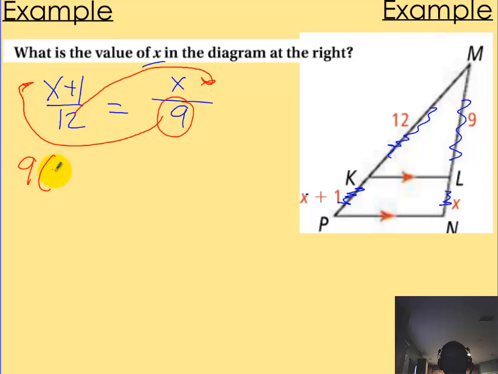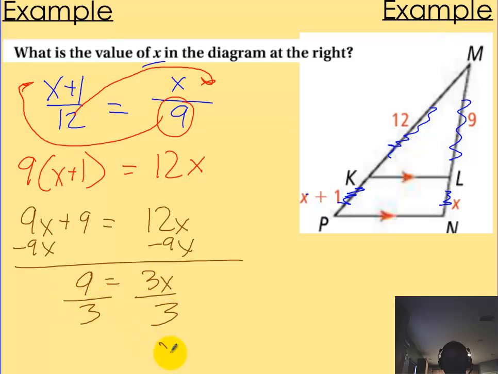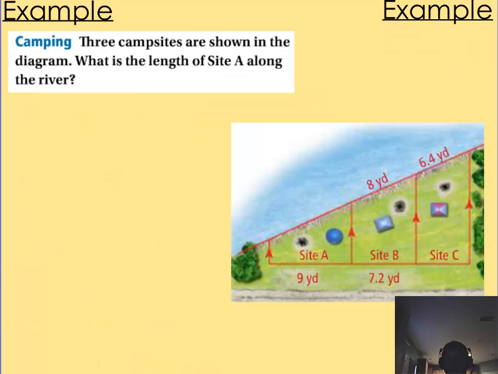So what that turns into is 9 times x plus 1 equals 12 times x. If you need me to show you that in class, I will, or leave a comment. So distributing this, I'll get 9x plus 9 equals 12x. Subtract 9x on both sides, and I'll get 9 equals 3x. Divide by 3, and I get x equals 3. So there's my answer. Next one.